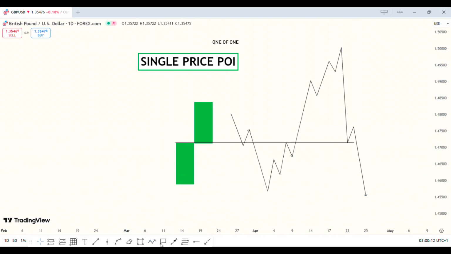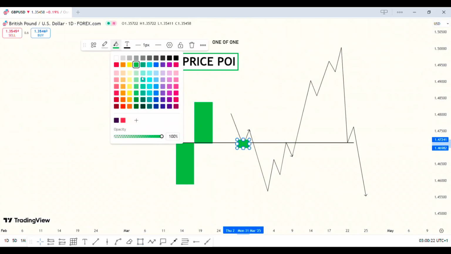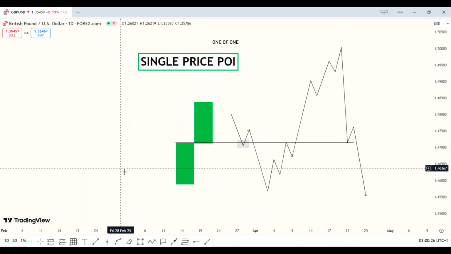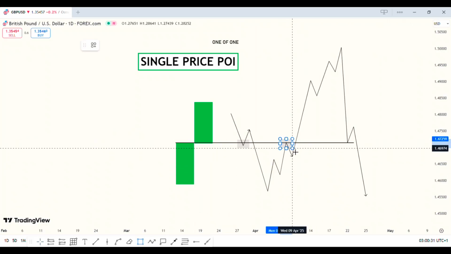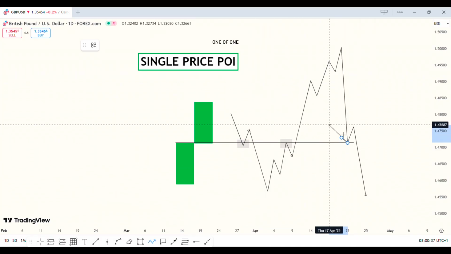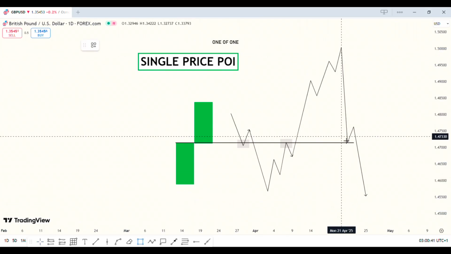We are going to see this as 3 touches. So basically what I mean is this would be the first touch or the first rejection, right? We're going to see that's 3 rejections. This would be the first rejection, this would be the second rejection, and this would be the third rejection.